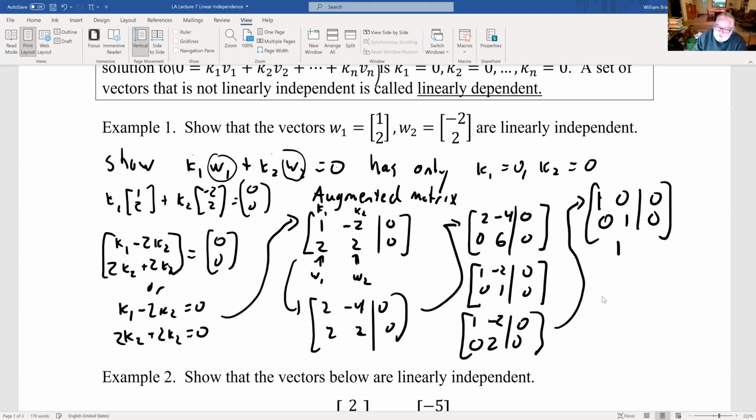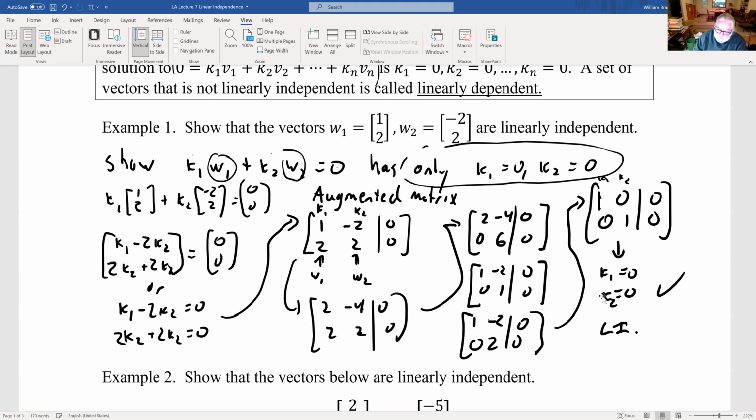Great. And this becomes a pair of equations. Remember that this is our K1 coefficients, this is our K2 coefficients. So the equations we get are K1 equals 0, K2 equals 0. The only solution is that, which is good. So they are linearly independent.